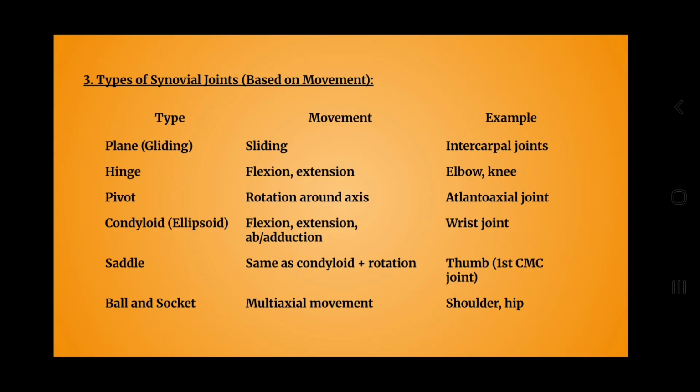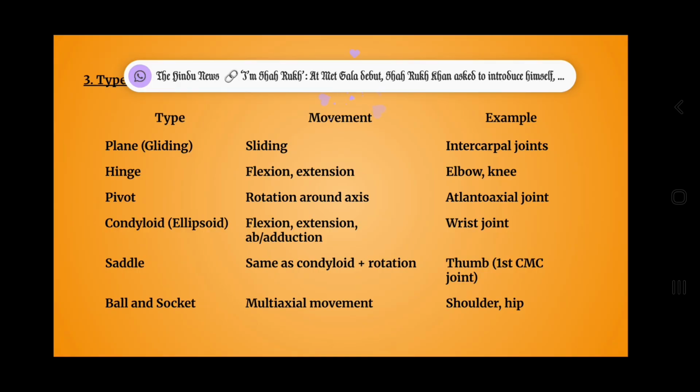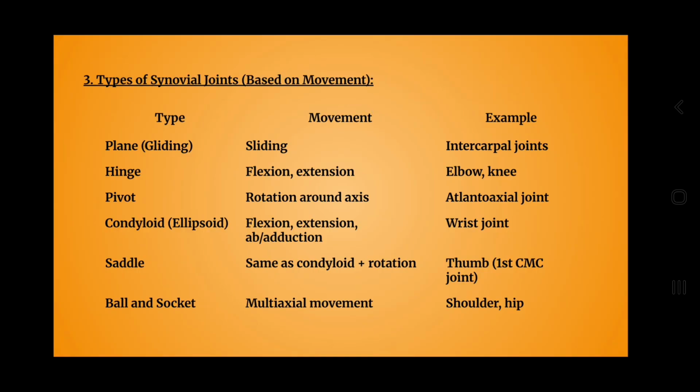So plain, the gliding joint, movement is sliding or gliding. The examples are intercarpal joints seen in wrist radiography. Hinge joint, the movement is flexion and extension. Examples are elbow and knee, common sites of trauma which is observed in X-rays and MRI. Pivot joint, the movement is rotation around a single axis. Examples are atlantoaxial joint, C1 and C2 vertebrae, crucial in cervical spine CT scans.